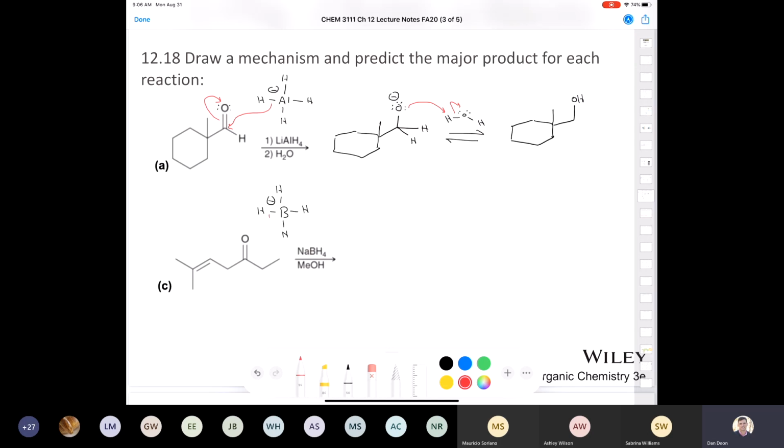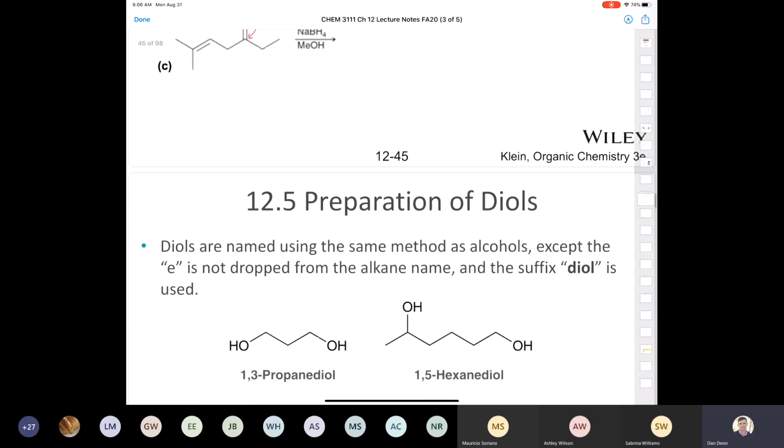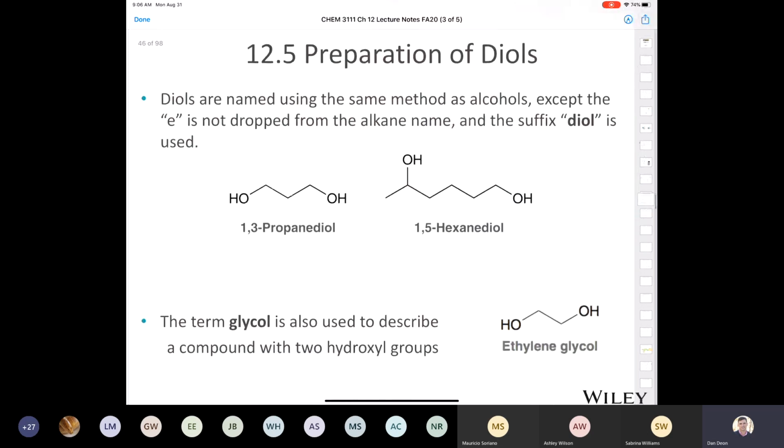You would draw your first curved arrow, and so on and so forth, and you would draw the alkoxide. Then you would extract a proton from methanol in that case, which is a protic solvent. Anyhow, let's move on to section 12.5, preparation of diols.